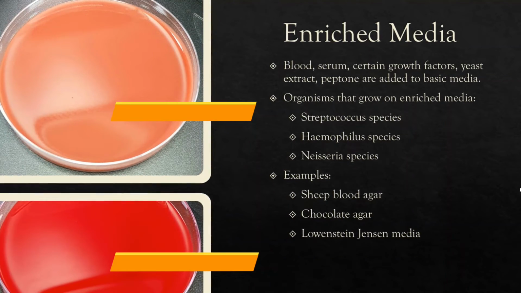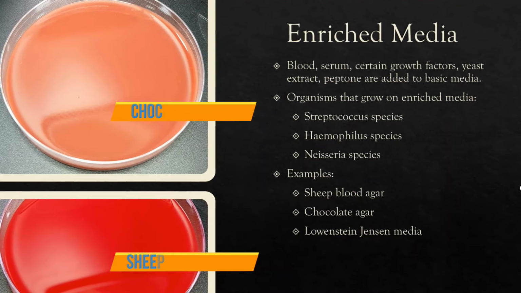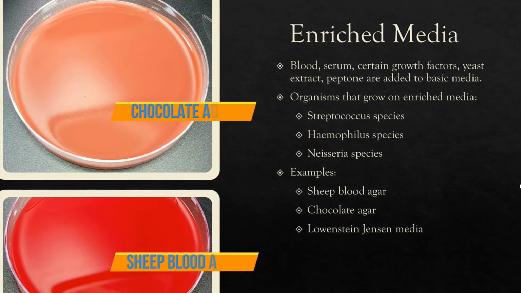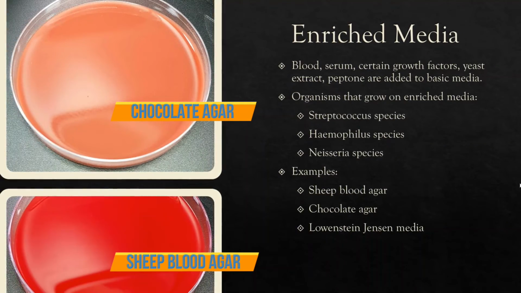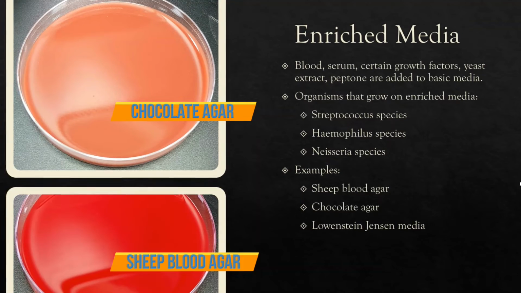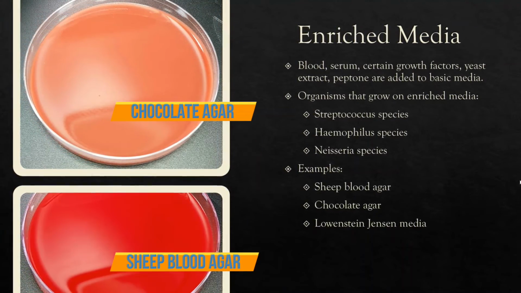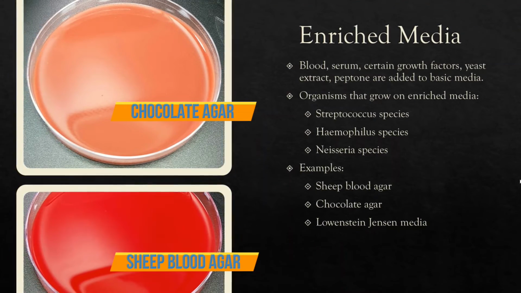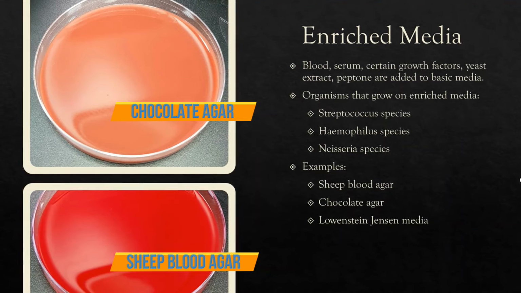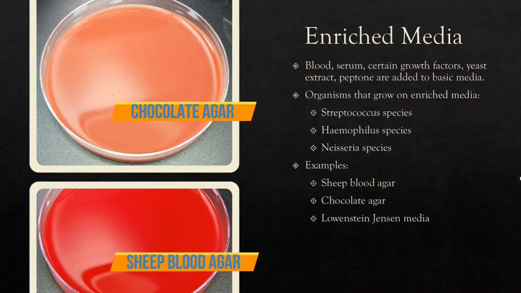So what are the examples of enriched media? Blood agar is an enriched medium in which whole blood supplies all the nutrients to aid the growth of these fastidious ones. Chocolate agar is also an enriched medium. Why is it called chocolate? It's because in chocolate agar, heat-treated blood is added and the color of the medium turns brown. That's why it's named chocolate.